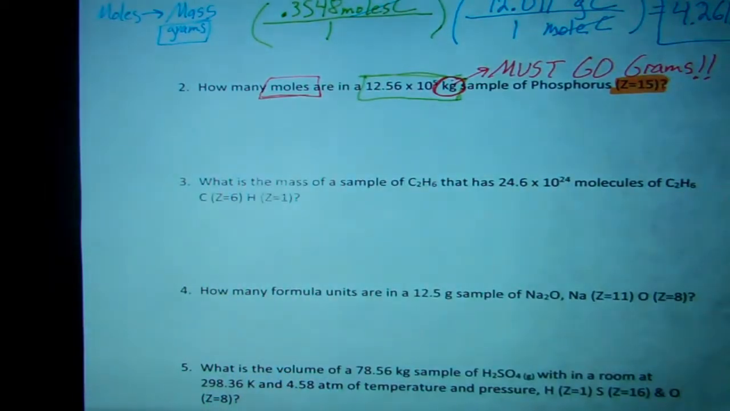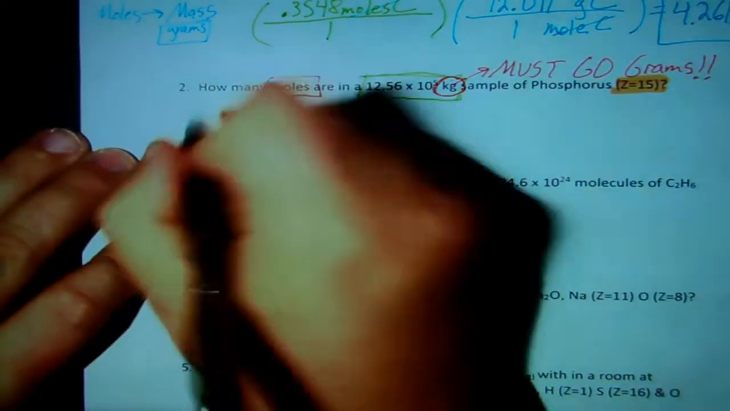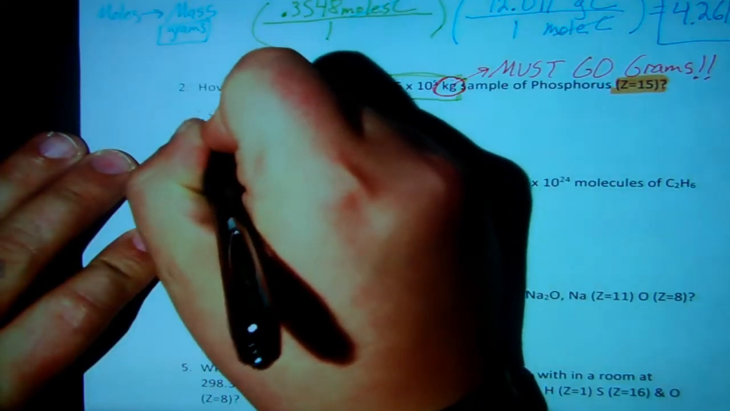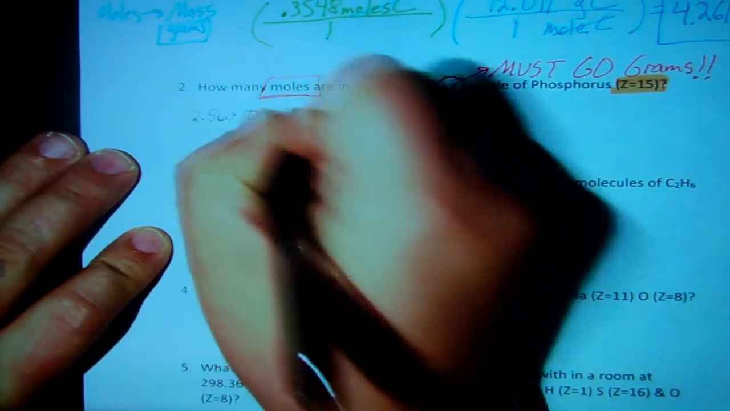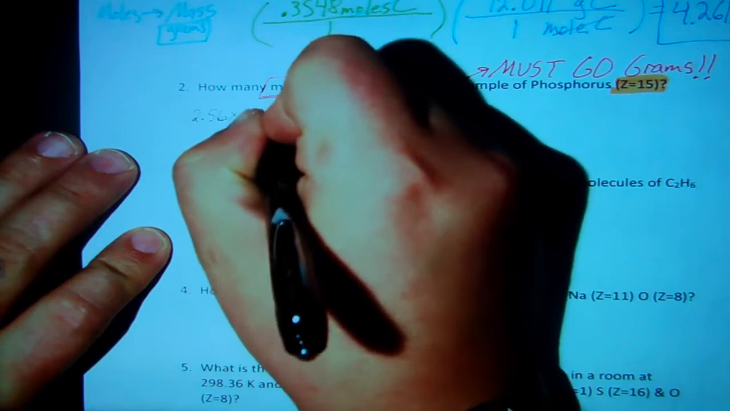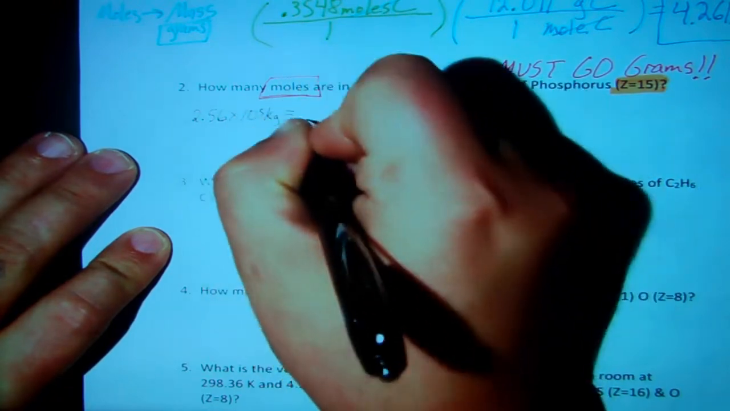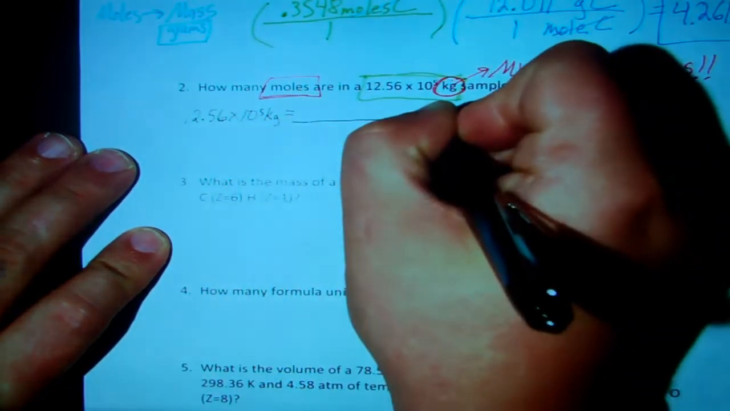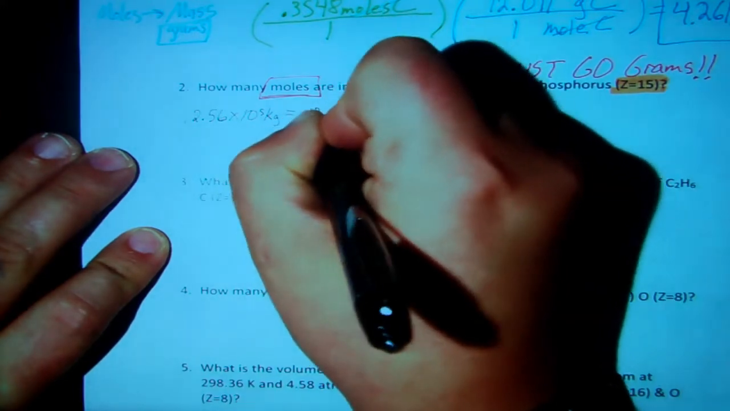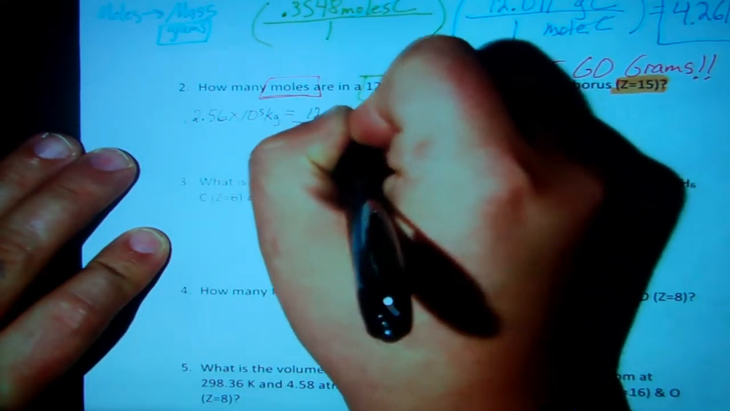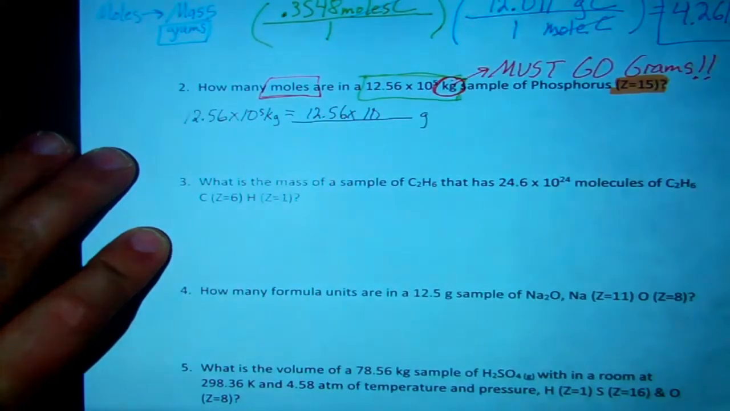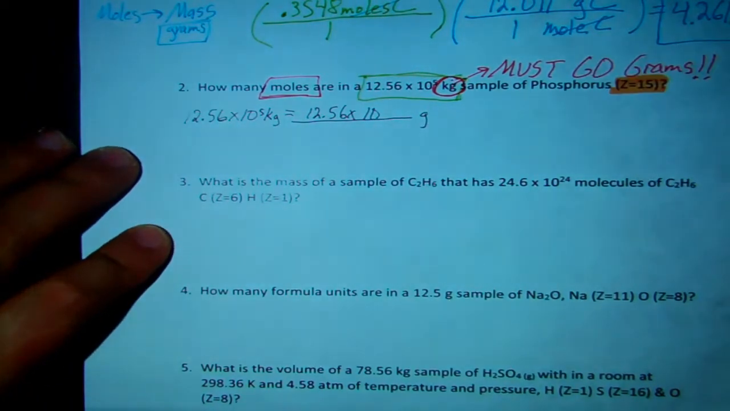So moles of phosphorus. So in this, the first thing you need to do, if you need to set this up, please set this up. But 12.56 times 10 to the 5th kilograms equals how many grams? Write the number down. Times 10 to the something another. We've got to find out what something another is. So let's do a prefix conversion here.